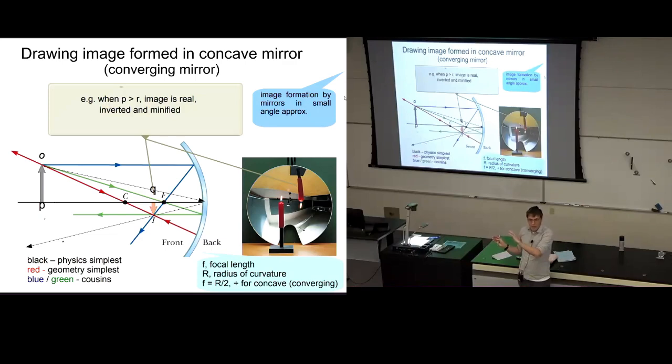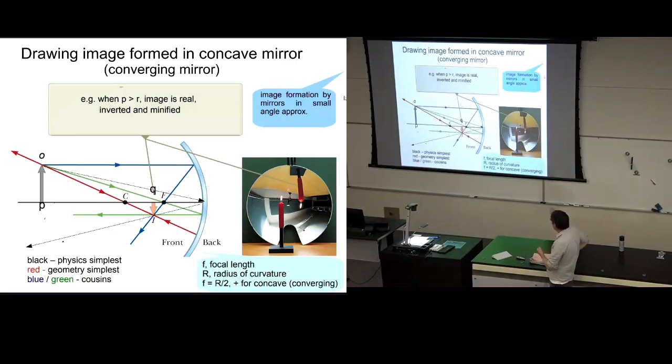For the planar flat mirror, it was the same size, the same distance, and it was upright. That was all very simple. For the curved mirrors, we're going to see that we can make minified, magnified images. We can make them in front of and behind the mirror, and we can make them upright and inverted. We're going to see all that.